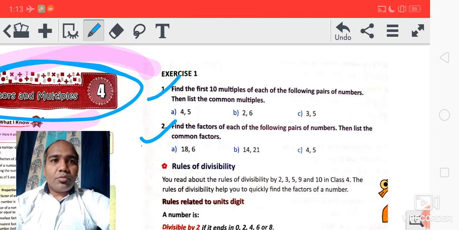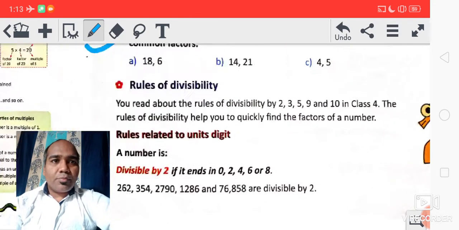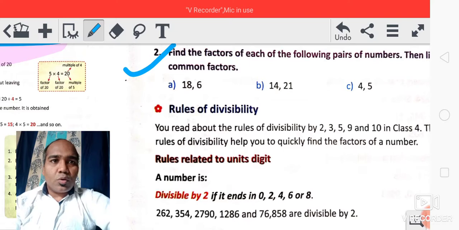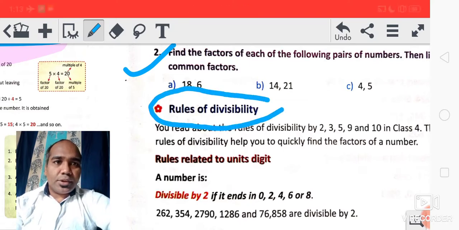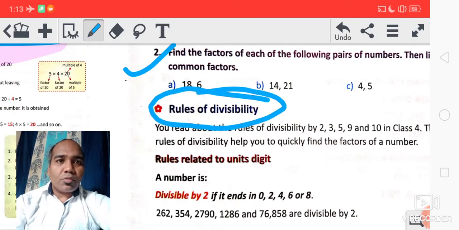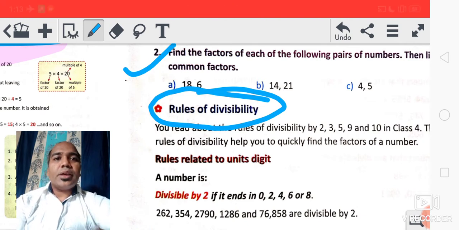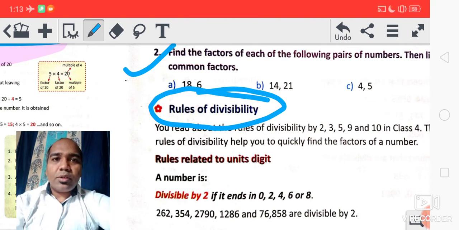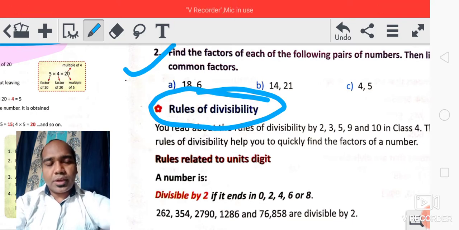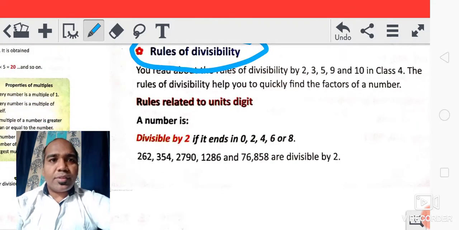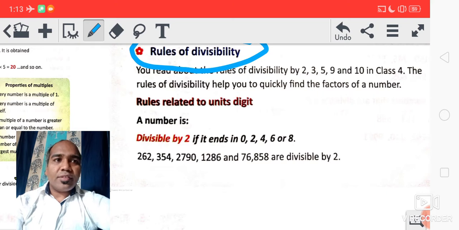Okay, now today we are going to study a very important thing, that is rules of divisibility. What are the rules of divisibility? It means if a number is divisible by any other number without dividing, how can we say? So if a number is divisible by 2, how can we say?